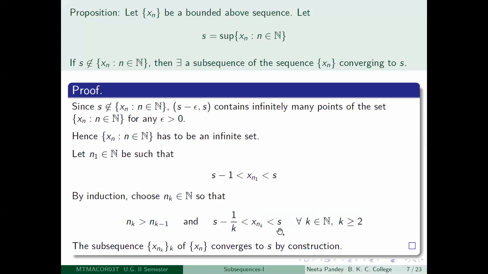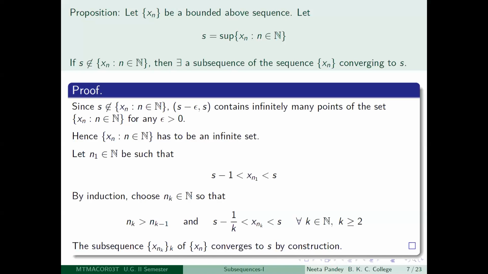And the way you have constructed the subsequence, if you take the limit as k tends to infinity, then s minus 1 by k tends to s, and the limit as k tends to infinity of s is equal to s, because this is just a constant sequence. So by the sandwich theorem, the limit as k tends to infinity of xnk will also converge, and it will converge to s. So you have got it by construction. I hope I have made myself clear.